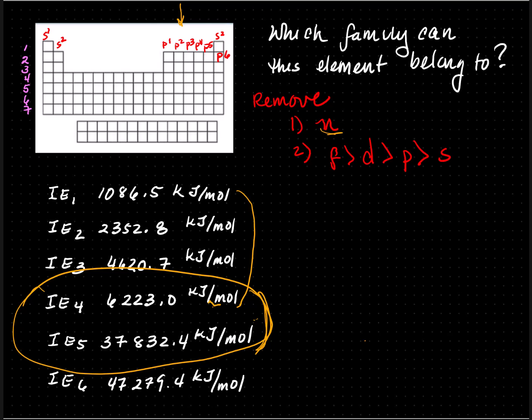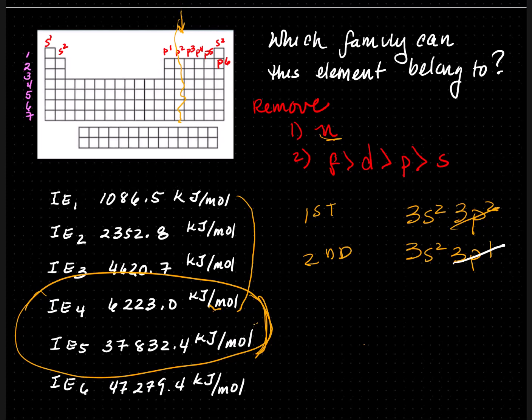So that's going to be 3s2, 3p2. Because the carbon family is located right here. So the first electron is going to be removed from 3p2. So if I write the electron configuration, it's 3p1. The second electron is going to be removed from 3p. So now the configuration becomes 3s2. The third electron is removed from 3s2. So the configuration becomes 3s1. The fourth electron is removed from 3s1.